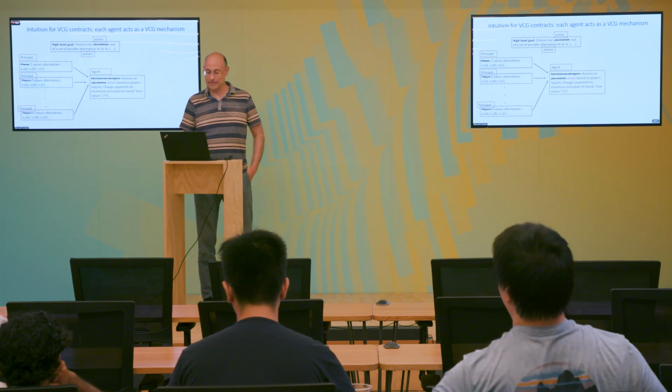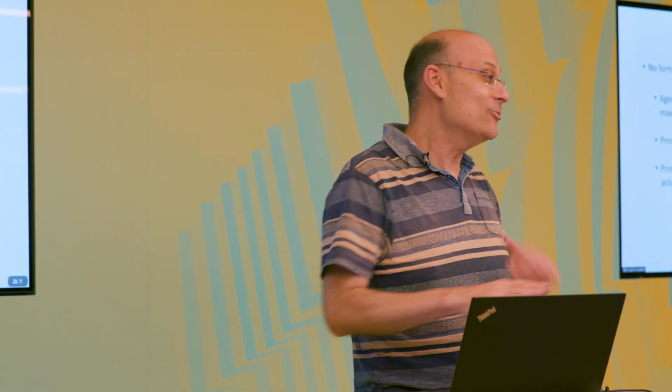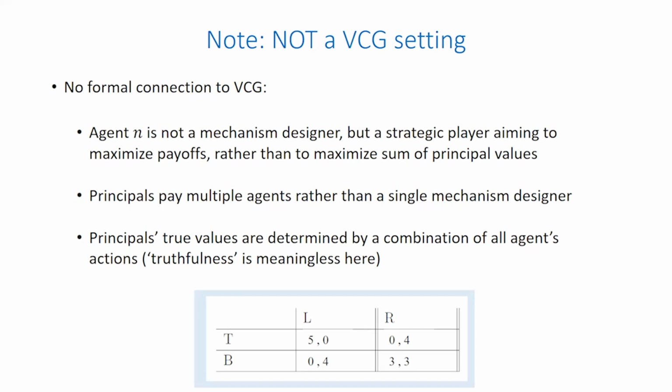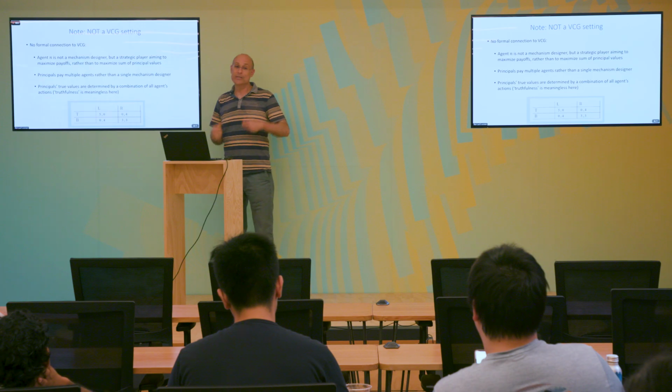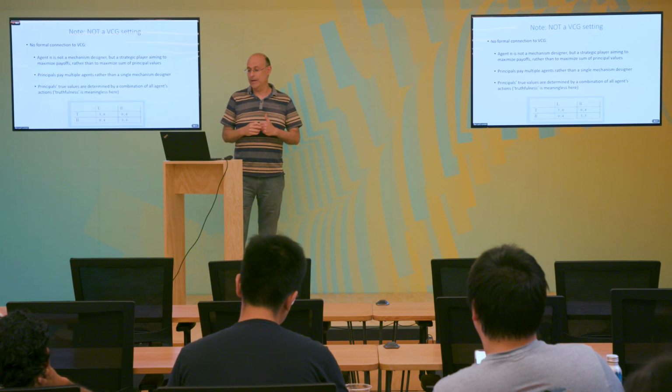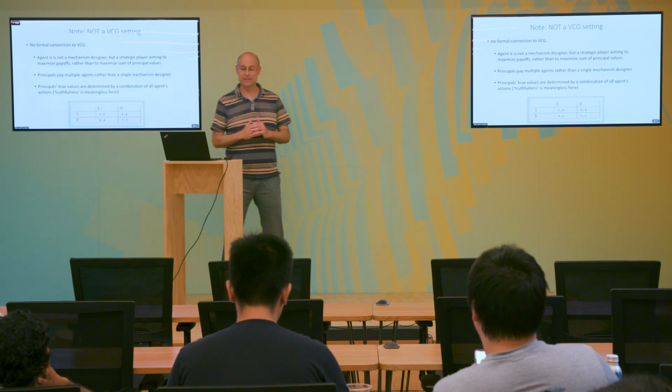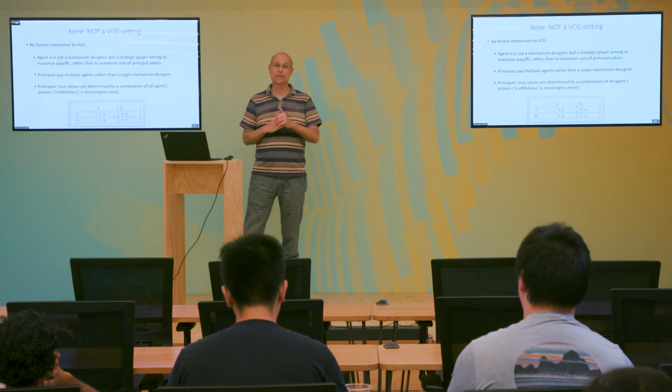But of course, notice that this is a very shaky motivation, and there is really no formal connection to VCG, and this motivation is probably even flawed for several reasons. The first reason is that the agent is not a mechanism designer, it's not an impartial entity. The agent is a strategic player that wants to maximize their own payoff rather than to maximize the principals' sum of values. The second difference is that it's not just one agent. There are multiple agents, and the principals pay all of them. So it's not just a single mechanism designer, there are a lot of agents.